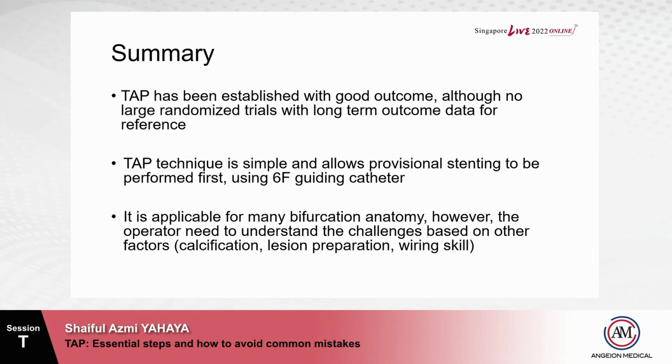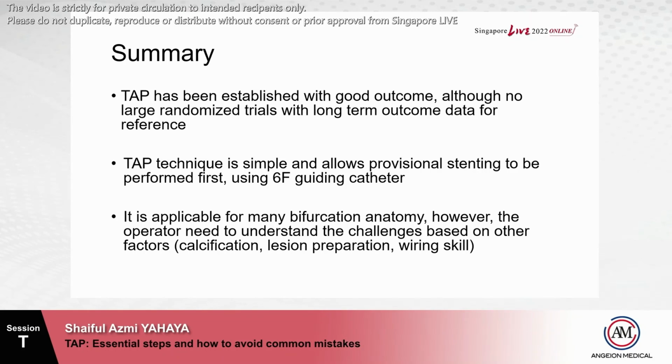So in summary, ladies and gentlemen, TAP has been established with good outcome, although there were no large randomized trials with long-term outcome data for reference. The TAP technique is simple and allows provisional stenting to be performed first using a 6 French guiding catheter, and it is applicable for many bifurcation anatomies. However, the operator needs to understand the challenges based on other factors such as calcification, lesion preparation, and wiring skills.